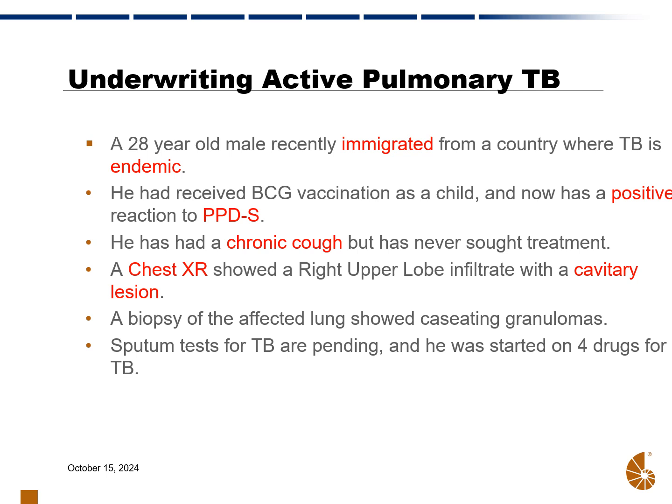But this person has a chronic cough, and he has not sought treatment for it. And a chest x-ray shows a right upper lobe infiltrate with a cavity. The biopsy of the affected lung lesion showed caseating granulomas, which are typical of tuberculosis. And although sputum tests for TB are pending, he was already started on 4 drugs for TB since he came from a country where TB is endemic. He appears to have TB, so you don't wait around. You start the medications right away to try to get a handle on tuberculosis.